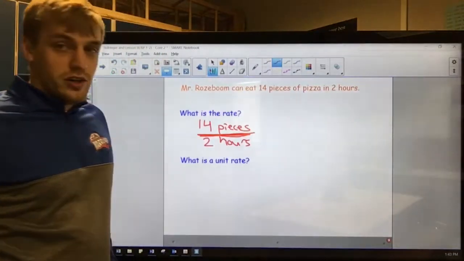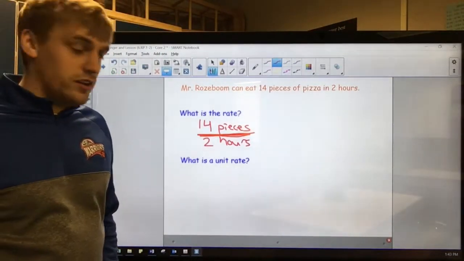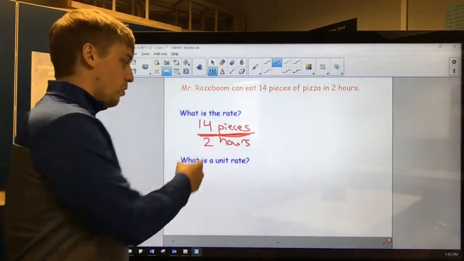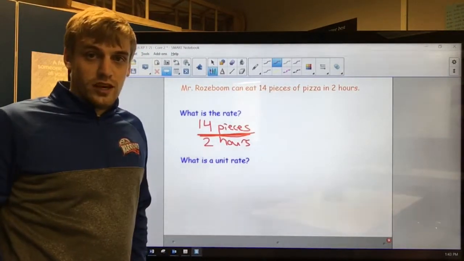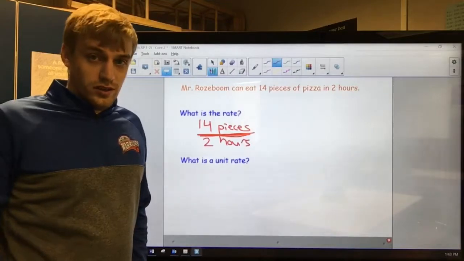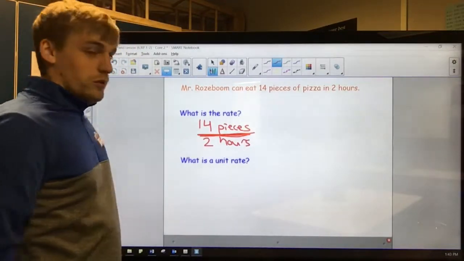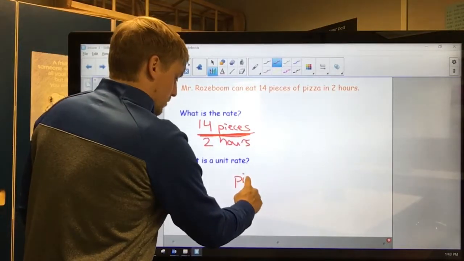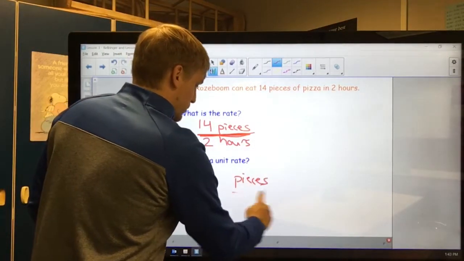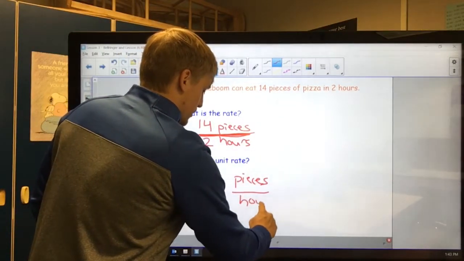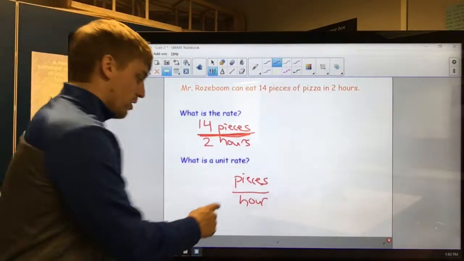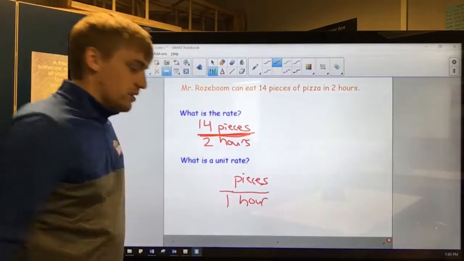Something else that we talk about is what we call a unit rate. A unit rate is when we get the rate so there's a 1 in the denominator. So how do we do that? Well, the labels won't change. So the first thing I'm going to do is rewrite the labels: pieces per hour. And since we're going to get a 1 in the denominator, I know that this is going to be a 1.